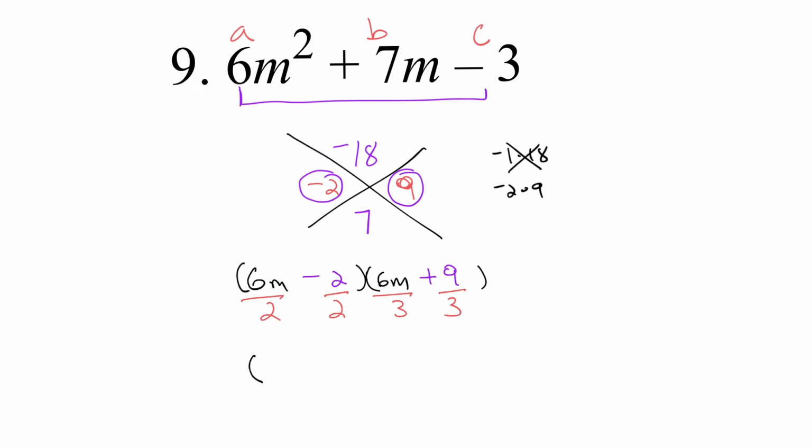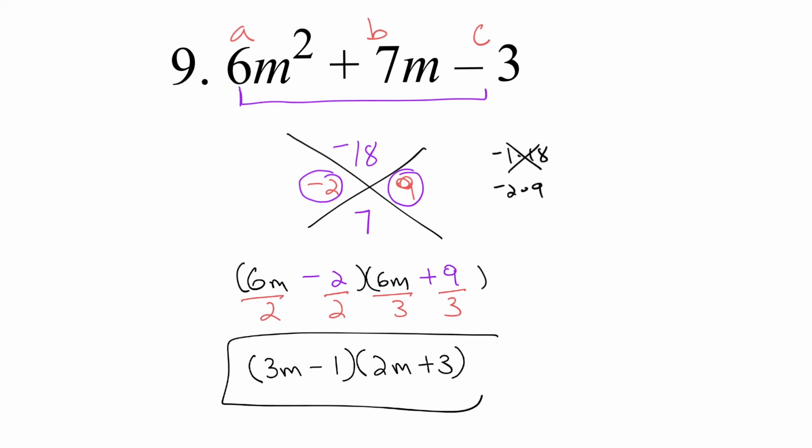So when I divide the first parenthesis, 6 divided by 2, that will be 3m minus 1, and the second one will be 2m plus 3. So my two factors will be 3m minus 1 times 2m plus 3.